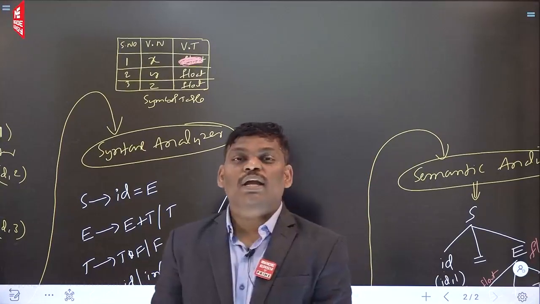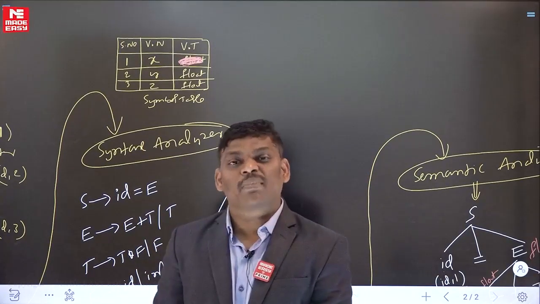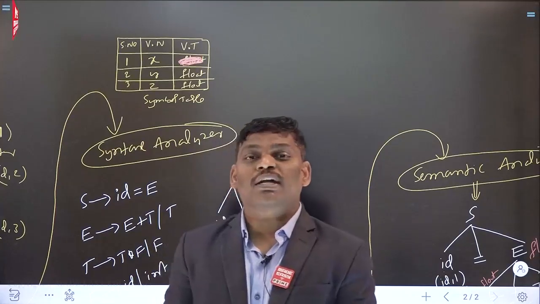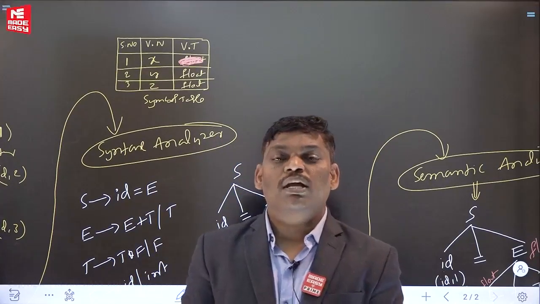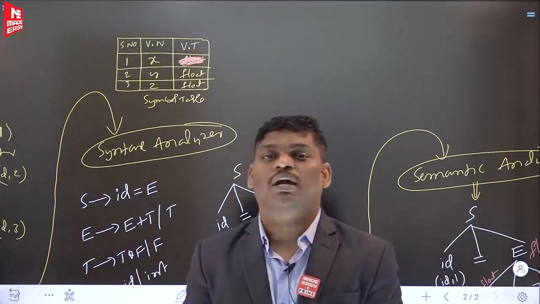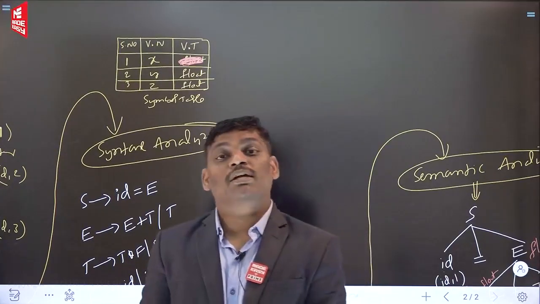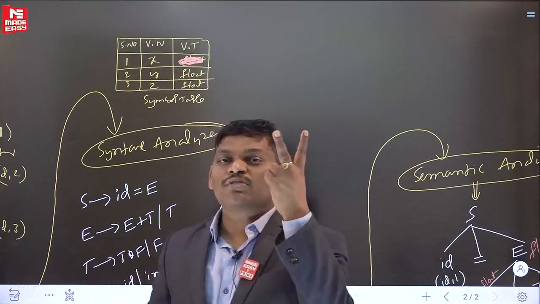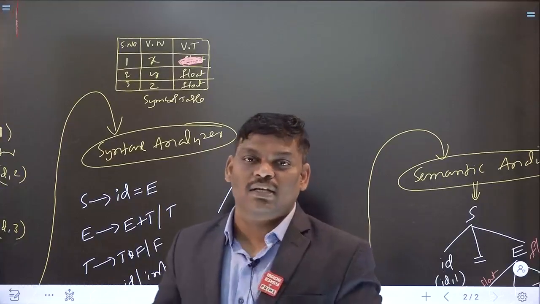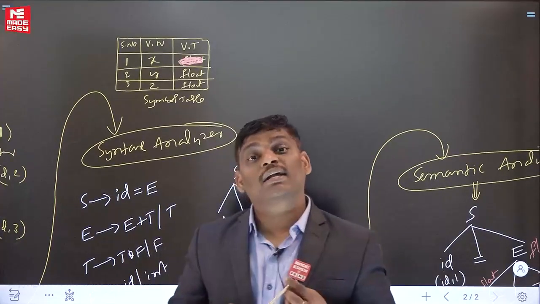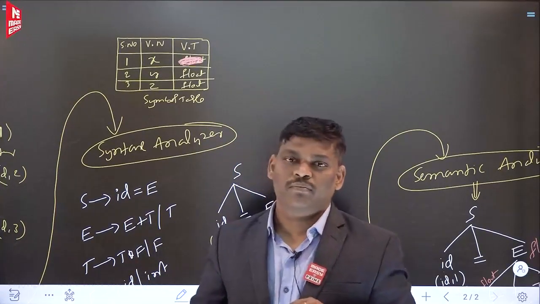Next one, who will identify undeclared variables? Semantic analyzer. How? When he went for a type inside the symbol table, he got to know that the variable is there but the type is not there. Can you say two functionalities of the semantic analyzer? What is that? Type checking, and you will also identify undeclared variables.